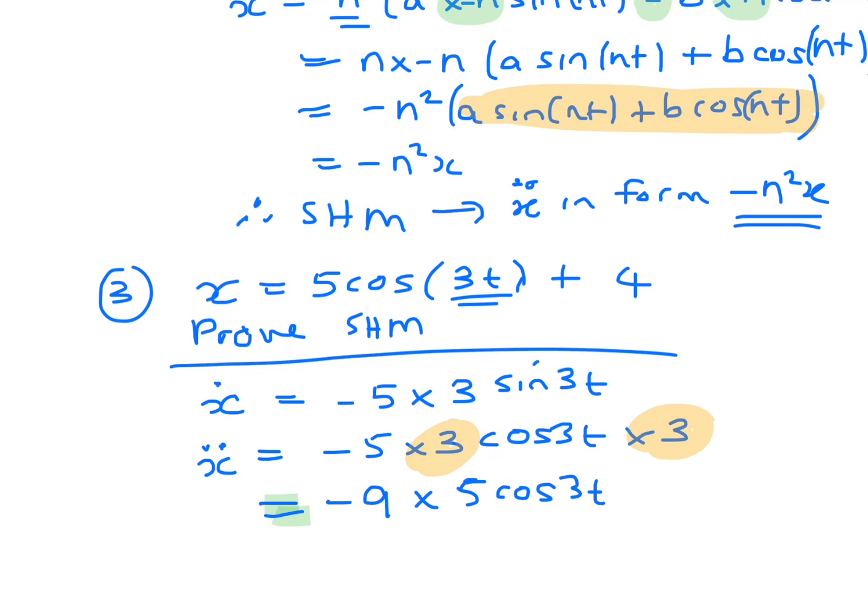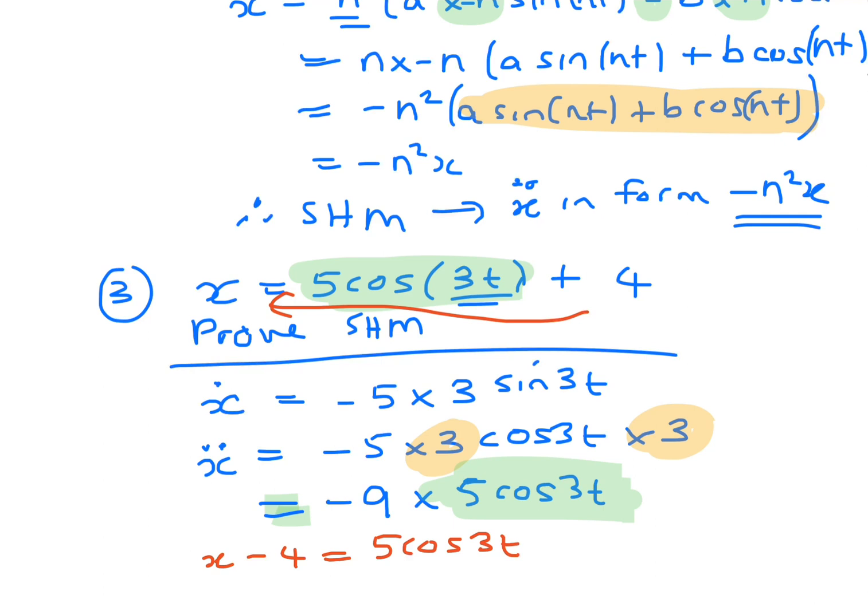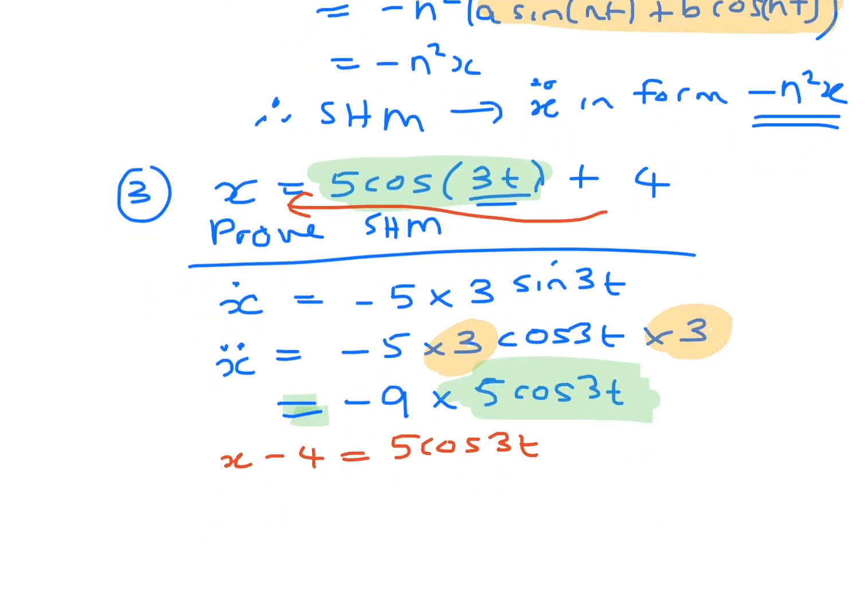So just take the derivative of what's inside, which is that n, and put it out the front. What you have left here, the 5 cos 3t, is the same as the 5 cos 3t up the front. So all that's left to do now is you bring the 4 to the other side, and you get x minus 4 equals 5 cos 3t. So that means you can replace, you've got x double dot equals minus 9 times, and in place of the 5 cos 3t, you can put x minus 4.